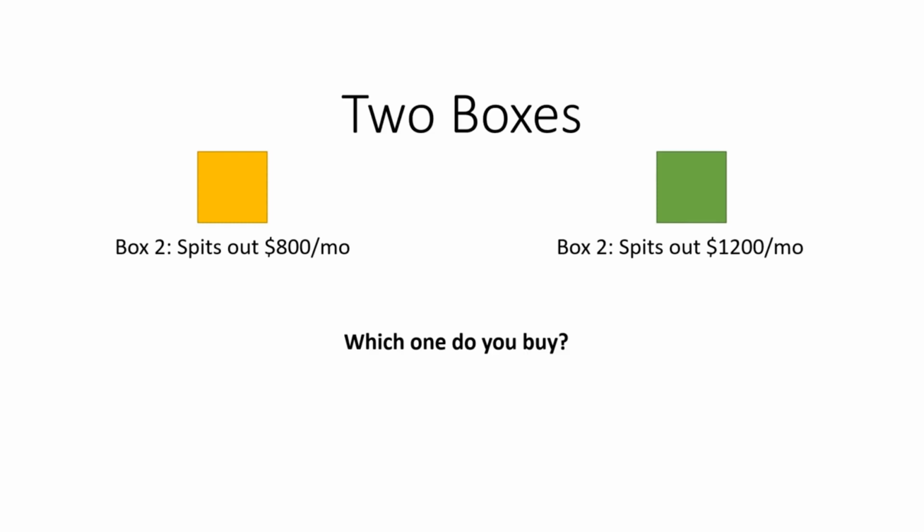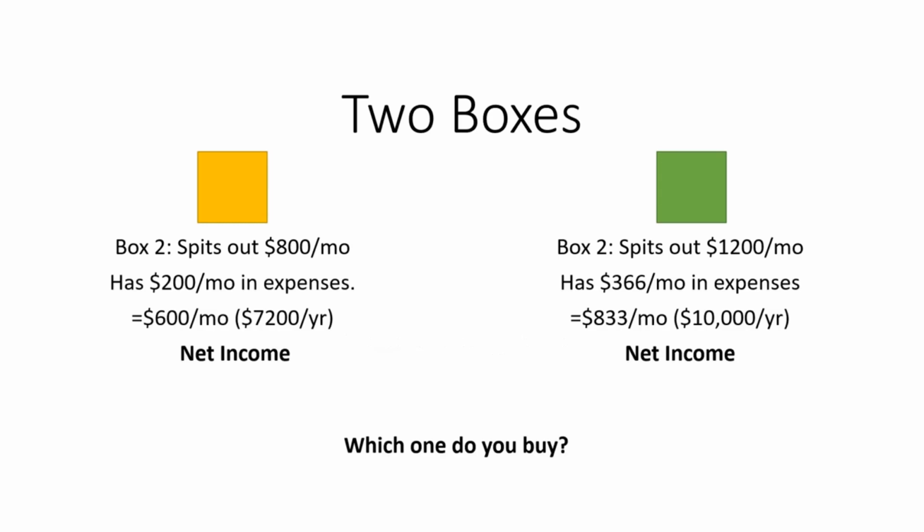But obviously, we need a lot more information here about these boxes before we decide if either one of them is useful as an investment vehicle or which one is the better investment. One of my first questions is, well, is that the gross income or is that the net income? Are there any expenses associated with that $800 a month or that $1,200 a month? So the answer is yeah. Well, actually, in my yellow box, we have to plug it into the electricity, and that costs us $200 a month. So you actually net $600 a month or $7,200 per year.